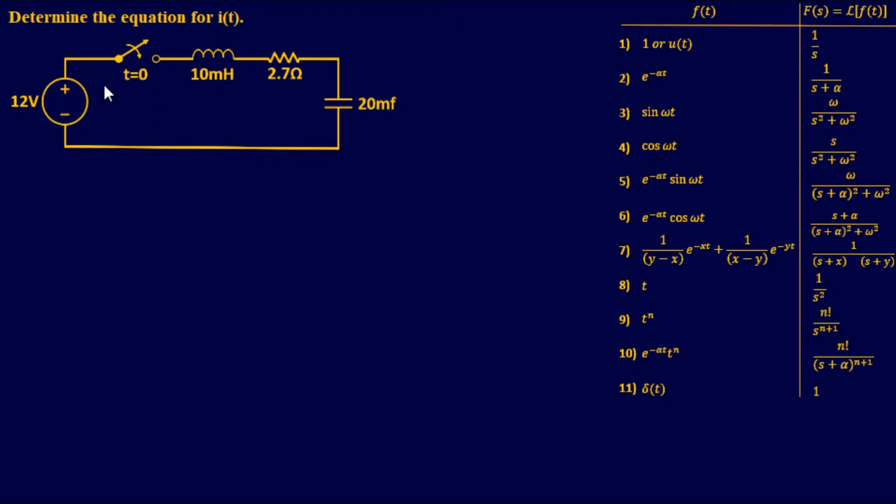So what I'm going to go ahead and do is I'll go ahead and leave the circuit here, but I want to go ahead and write on it and manipulate it. So this shuts at time equals 0.